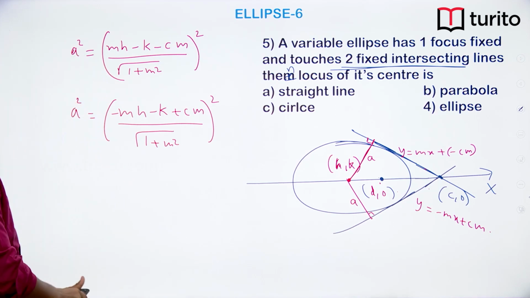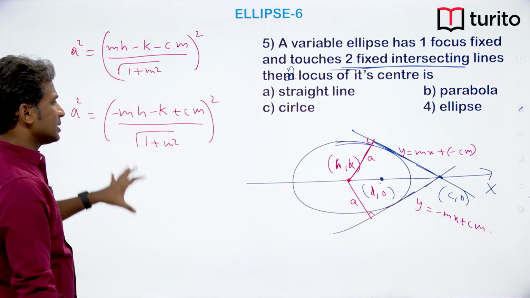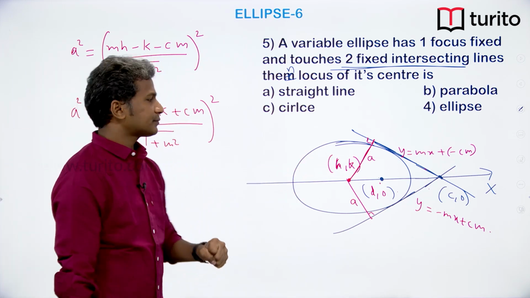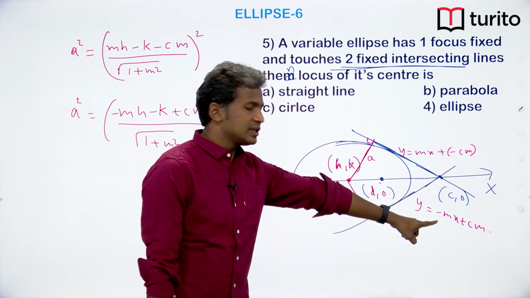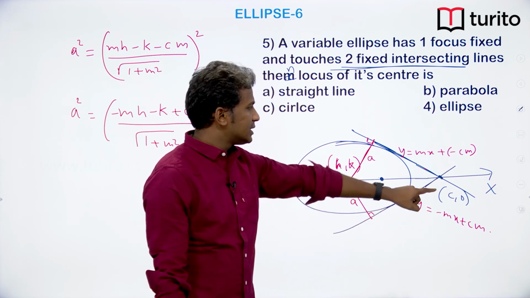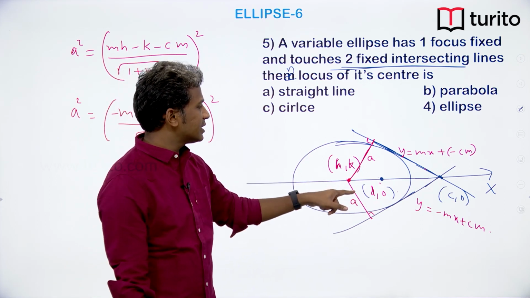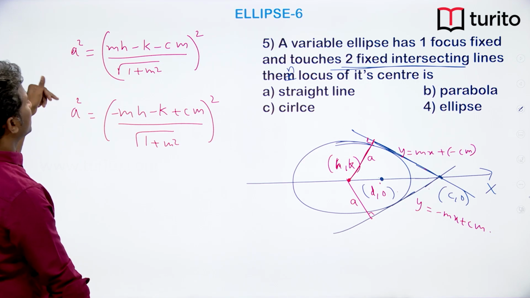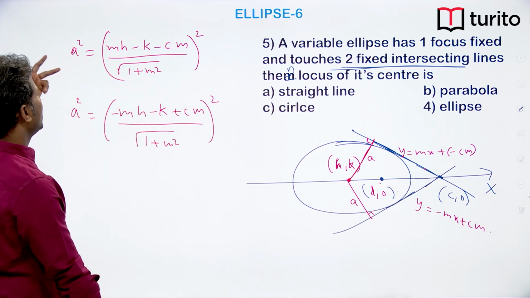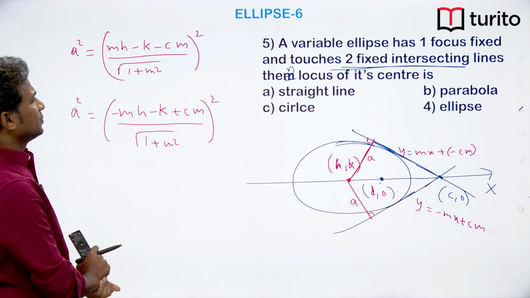Now, further what do we want to eliminate here? What are the things that we do not know here? m is fixed because the line is fixed, so that means minus m is also fixed. (c, 0) is fixed, so c is a constant. (d, 0) is fixed, so d is a constant. And then a is something that we have assumed, so we can eliminate a.